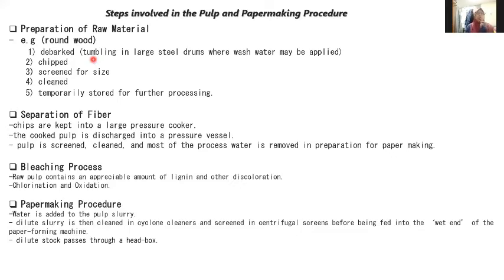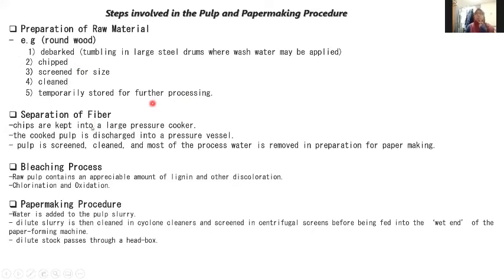This process is usually done by tumbling the round wood in large steel drums where wash water may be applied. Those debarked wood bolts are then chipped in a chipper if the pulping process calls for chemical digestion. Chips are then screened for the appropriate size and cleaned and temporarily stored for further processing.